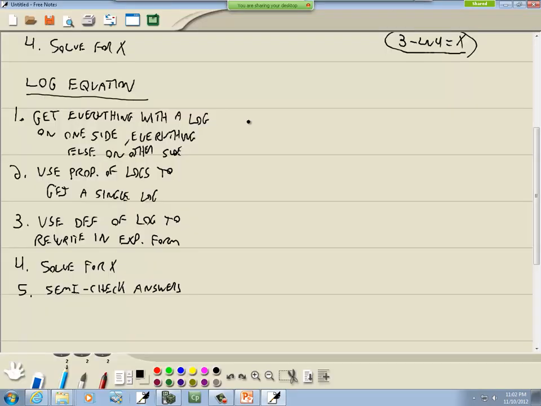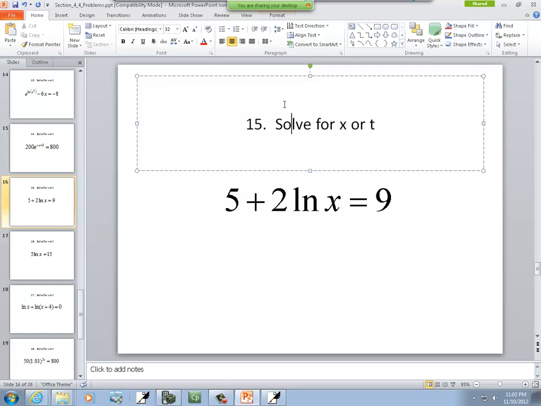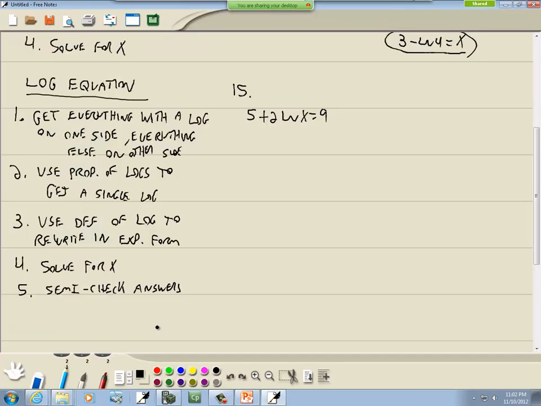Yeah, let's look at our next problem. Number 15. We have 5 plus 2 natural log of x is equal to 9. And same instructions, solve for x. Well, step 1, get everything with a log on one side, everything else on the other side. So I'm going to take the 5 over to the right side. So we have 2 natural log of x is equal to 9 minus 5. So we got 2 natural log of x is equal to 4.